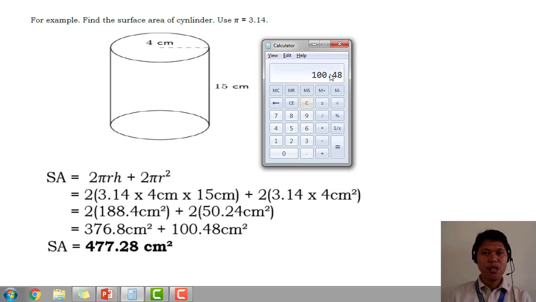Okay, so 100.48 plus this one, 376.8, is equal to 477.28 squared centimeters. And this is our surface area.